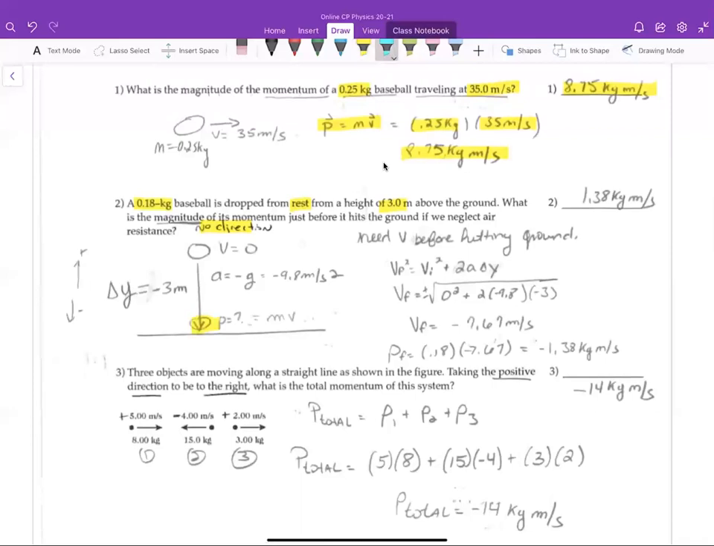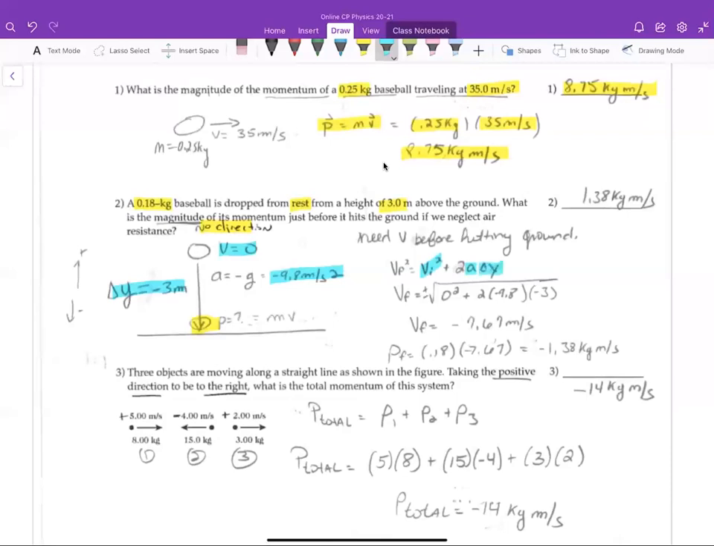So 5, 4, 3, 2, 1. I know the initial velocity. I know how far it drops. There's my delta y, which is -3 meters because I went downward. And I know the acceleration is -9.8 meters per second squared. I can go find my equation sheet, and I have to find the final velocity of that ball right before it hits the ground. I know its initial velocity, its acceleration, and its delta y.